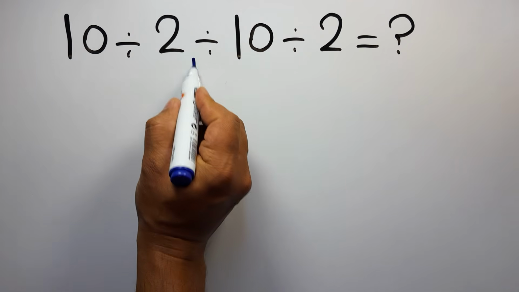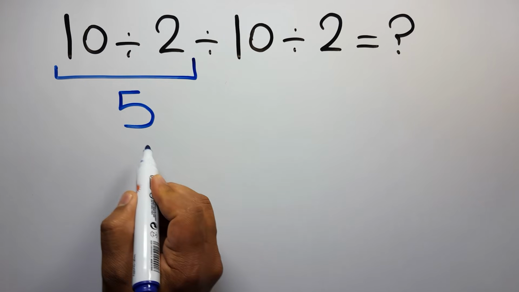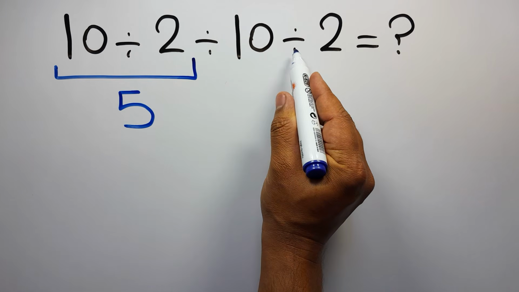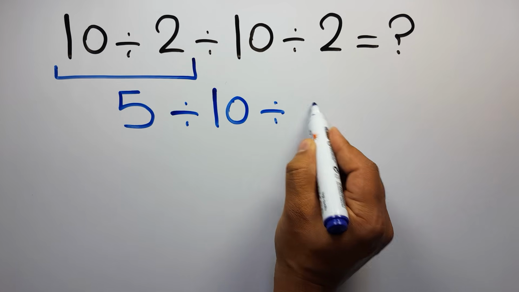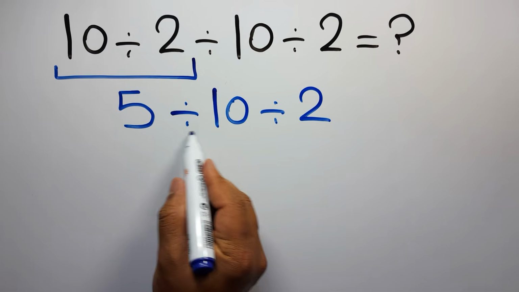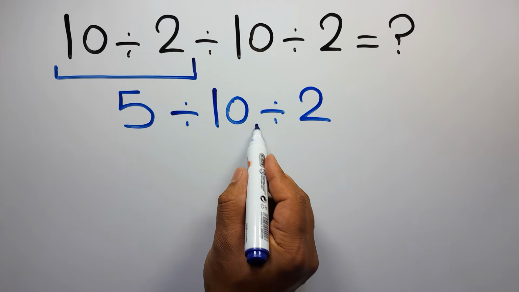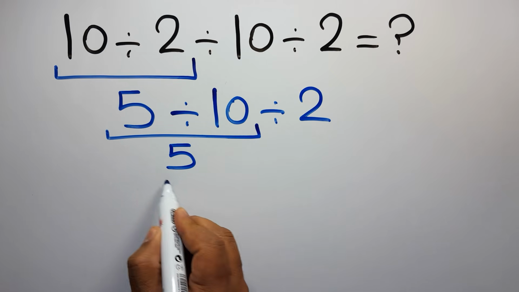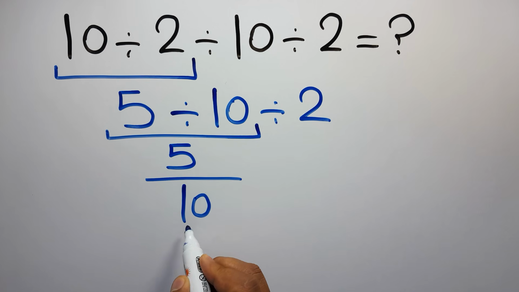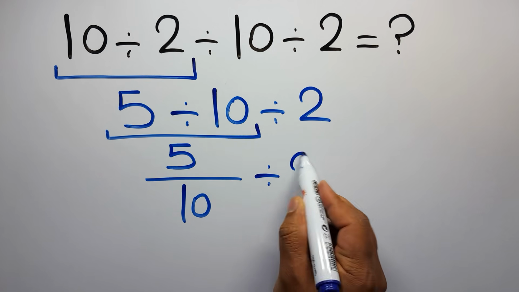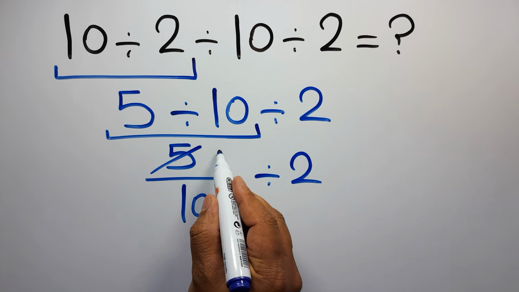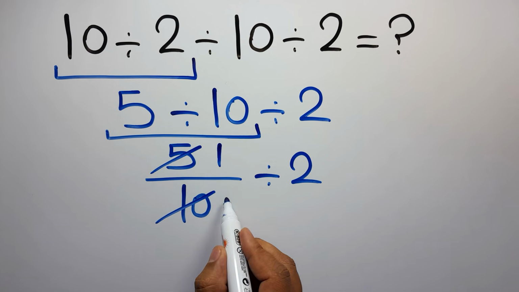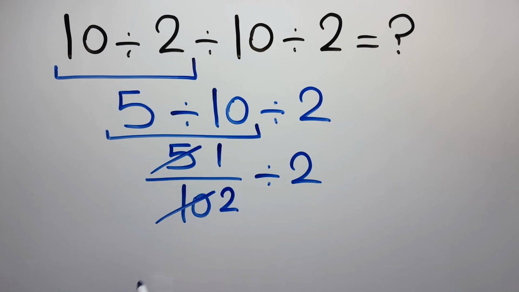10 divided by 2 equals 5. So we have 5 divided by 10 and divided by 2. Now we have to do this division. 5 divided by 10 can be written as 5 over 10. Then divided by 2. Now, let's simplify this fraction. 5 divided by 5 gives us 1 and 10 divided by 5 equals 2. So we have 1 over 2 divided by 2.